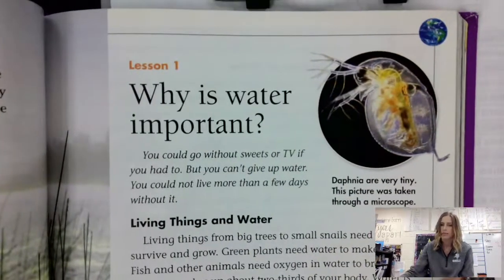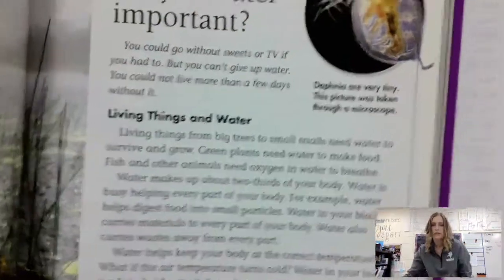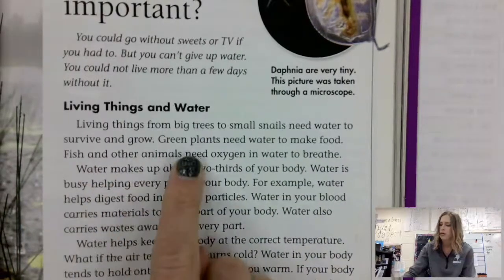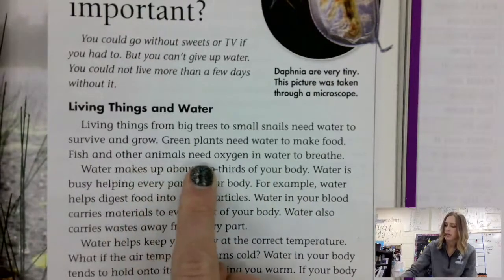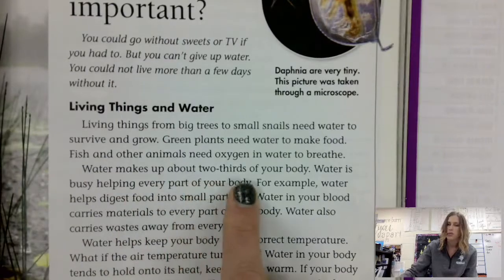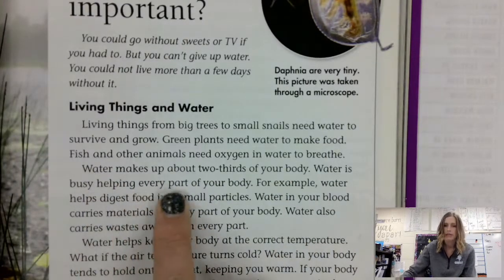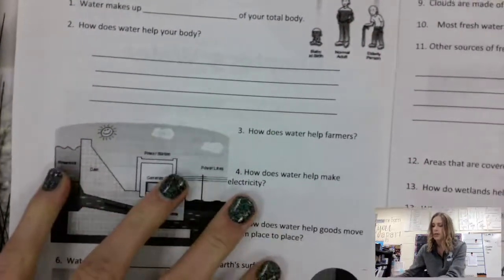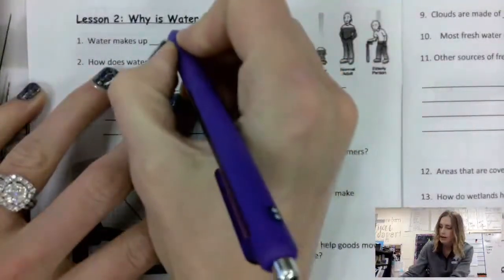Living things and water. Living things, from big trees to small snails, need water to survive and grow. Green plants need water to make food. Fish and other animals need oxygen and water to breathe. Water makes up about 2/3 of your body. Water is busy helping every part of your body. So water makes up 2/3 of your total body. That's a ton.